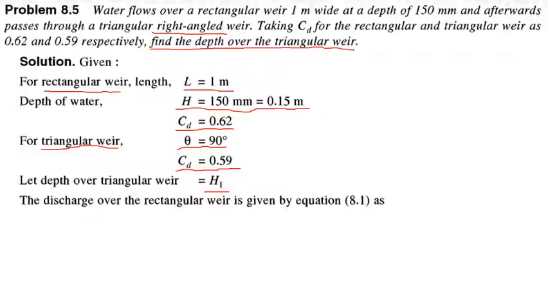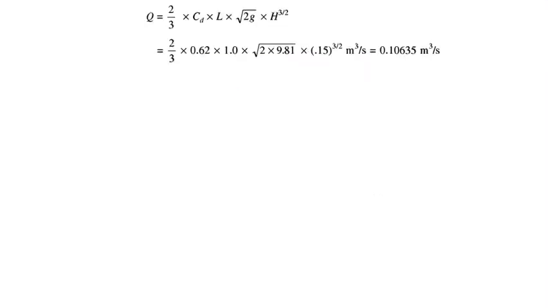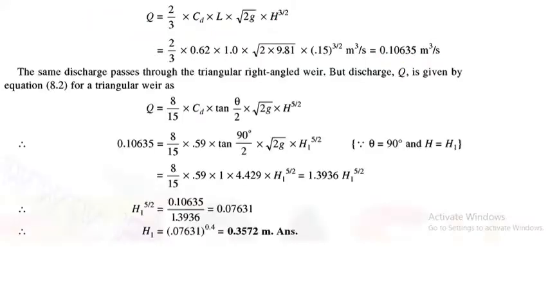We have to find out the discharge over the rectangular weir first. So the equation is Q is equal to 2 by 3 into CD into L into square root of 2G into H raised to 3 by 2. We have all the quantities CD, L and capital H. So the answer comes to 0.10635 meter cube per second. Unit of discharge is meter cube per second.